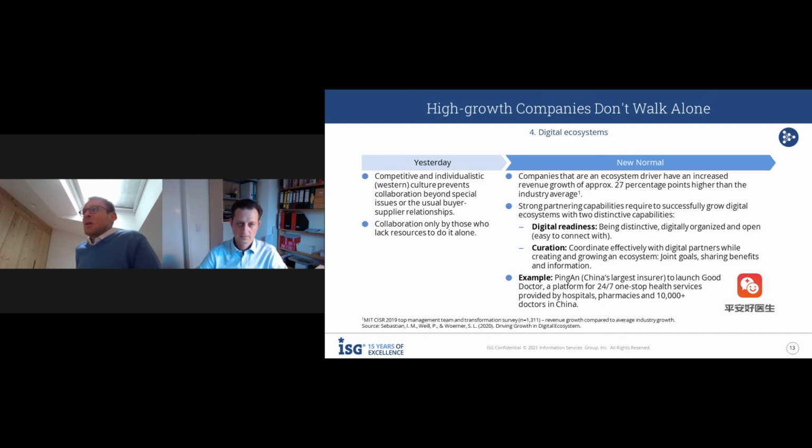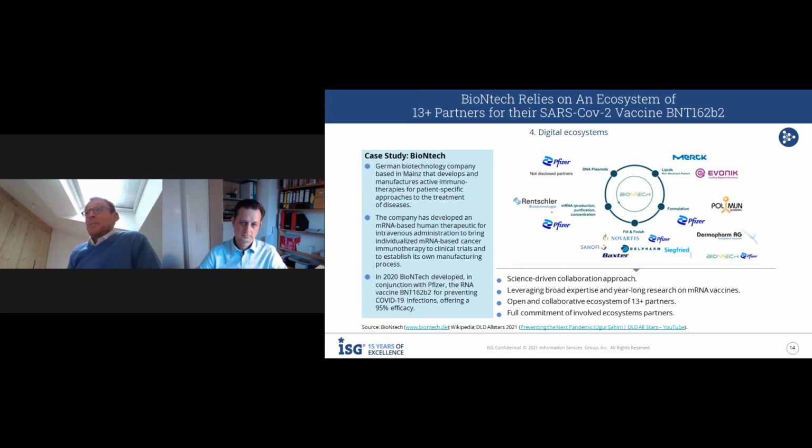And if we look to Asia, just one case here from China, I assume most of us are familiar with the huge success story of Ping An. What they have done there with one product, the so-called Good Doctor platform, is establish an open platform for 24/7 one-stop health services shopping, connecting patients with hospitals, pharmacies, and doctors to provide services there. I mean, that's really very, very encouraging.